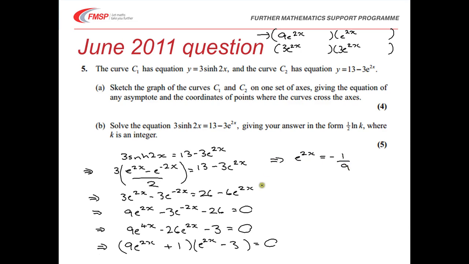And of course that won't work, so that's for the first bracket, so that's not possible, because e to the anything is positive, so e to the 2x can never be minus a ninth, or we have e to the 2x equals 3. So this means that 2x is log of 3 and x is a half log 3. And that will be our solution in the form of half times log of an integer.